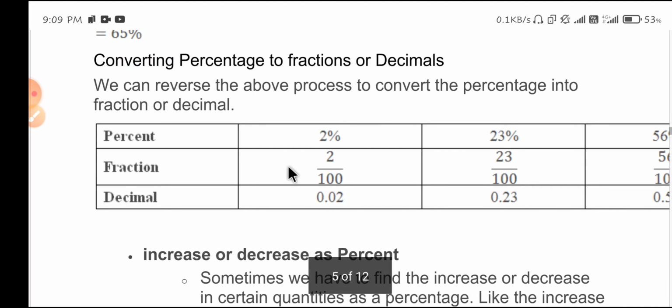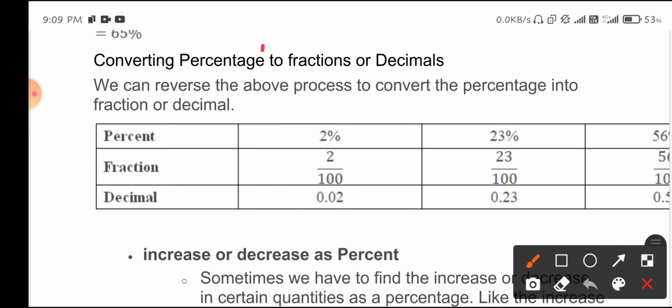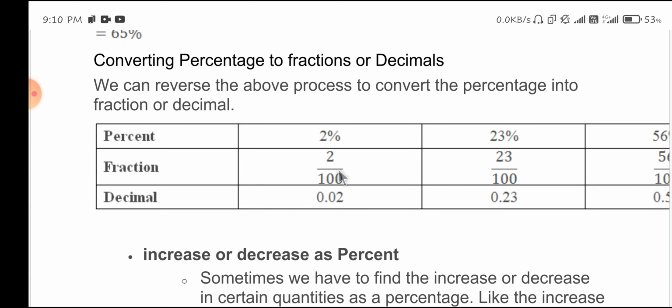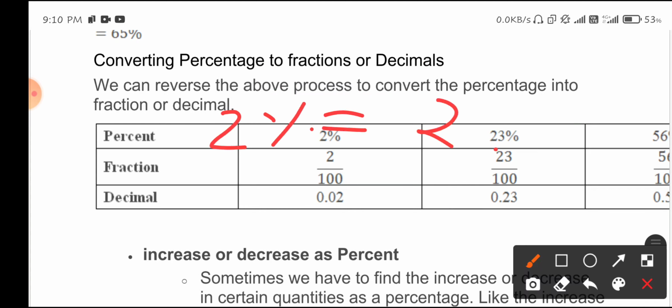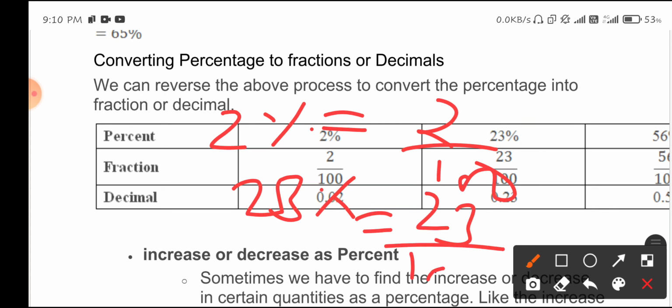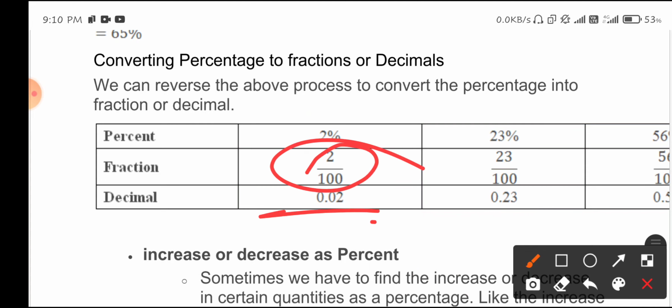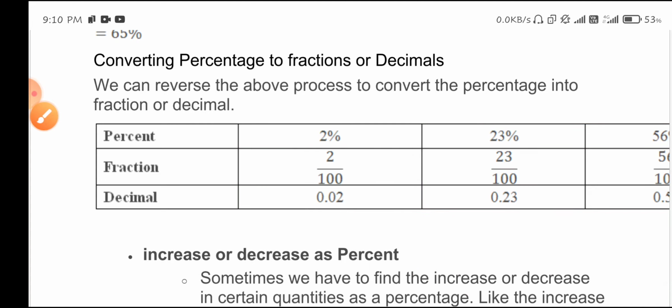A table is given, you can see that percentage 2%. In fraction it can be written as 2 by 100. We know that 1 upon 100 means 1%. 1 upon 100 means here 1%. So how can you write percentage? If 2% is given, we can write 2 upon 100. 23% is given, it means 23 upon 100. It will come in denominator. Then decimal means according to the zeros you have to put the decimal points. So you can read this one.